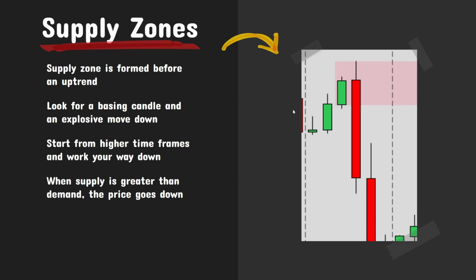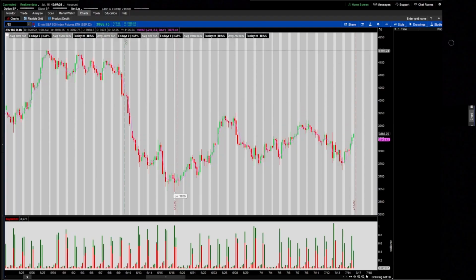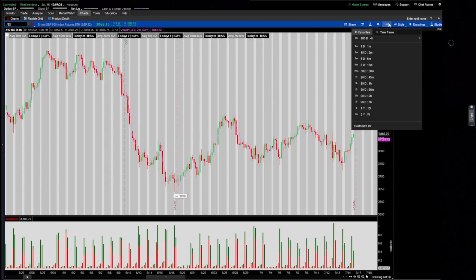Now let's get into charting some supply and demand zones. I'm using Thinkorswim because I just personally think it's the best charting platform, and it offers ES, which a lot of brokers don't offer. So I'll be using Thinkorswim for this video. So looking at the time frames, I start from the 4-hour time frame and then I work my way down until the 15-minute time frame.